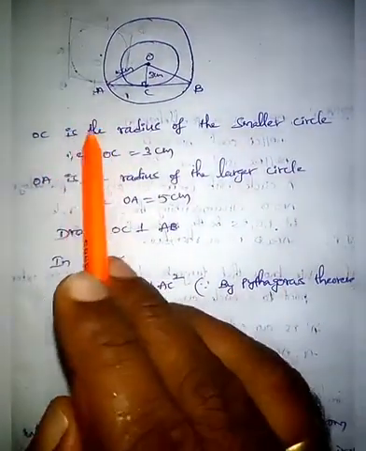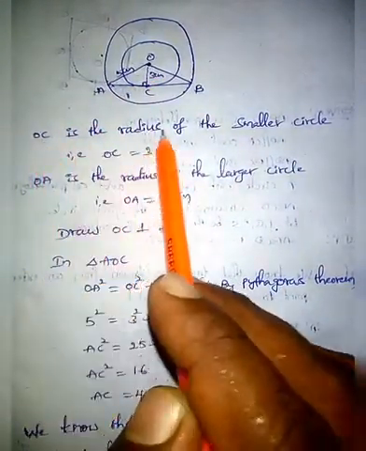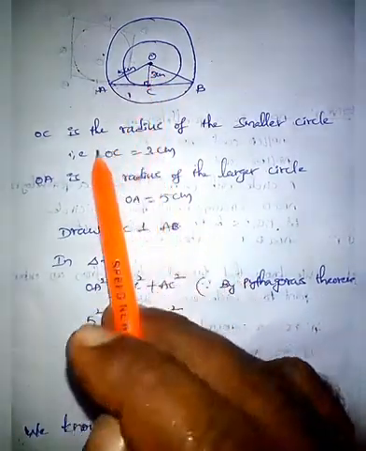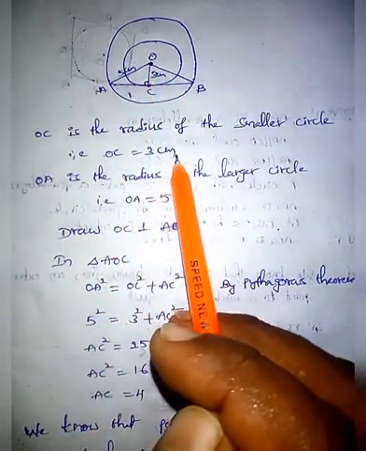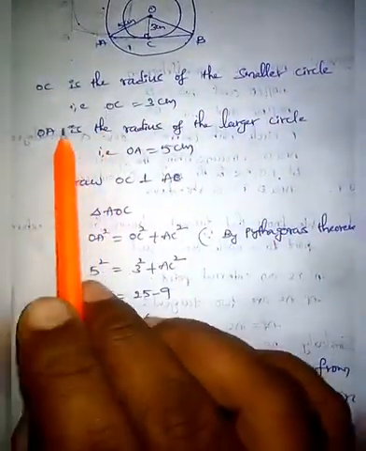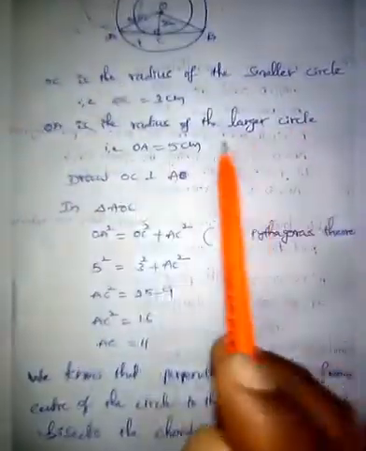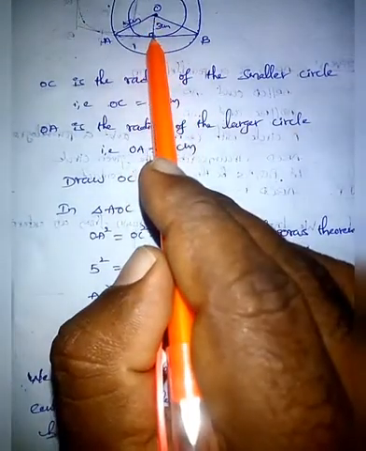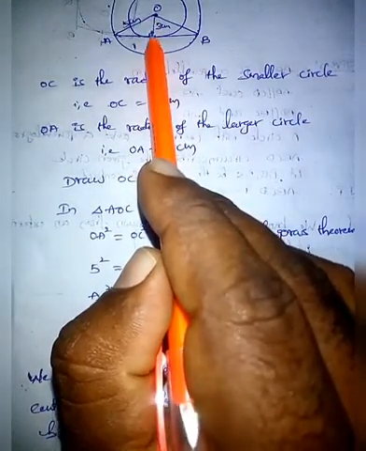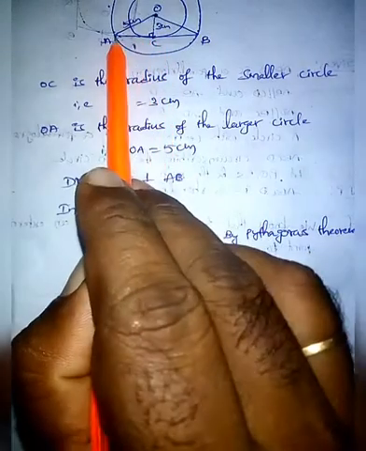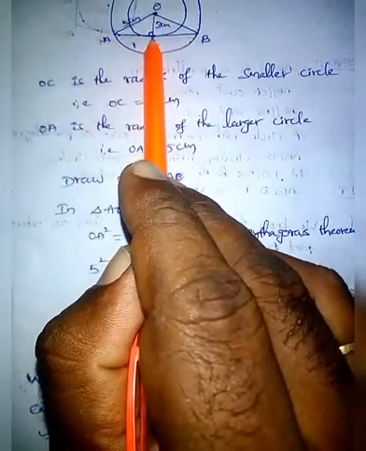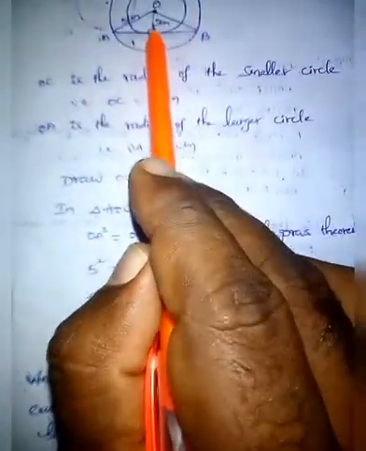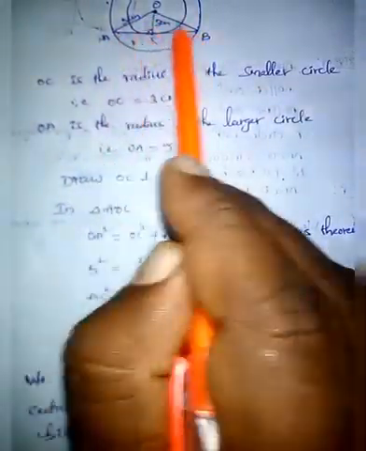Now coming to the solution, first write the data. OC is the radius of the smaller circle, that is OC equal to 3 centimeters. This is given in the problem. And OA is the radius of the larger circle, that is OA equal to 5 centimeters. So C is the point of contact of the smaller circle by the chord AB.